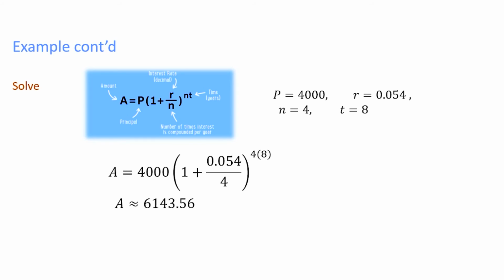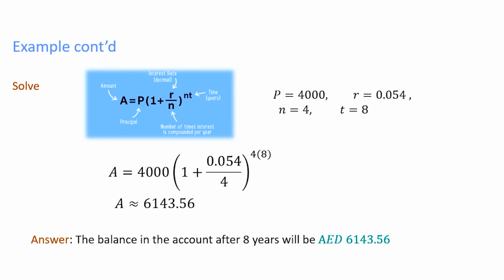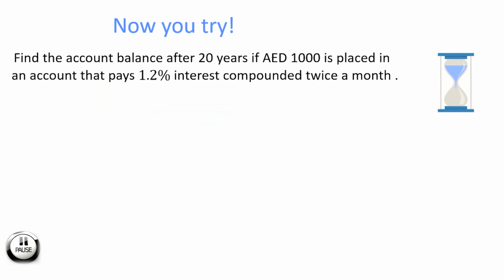We get 6,143.56. So therefore, the balance after 8 years will be 6,143.56. Now this is your turn to try. Please pause the video and press continue once you're ready to check your answer.